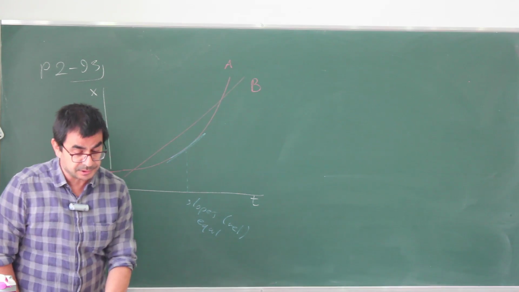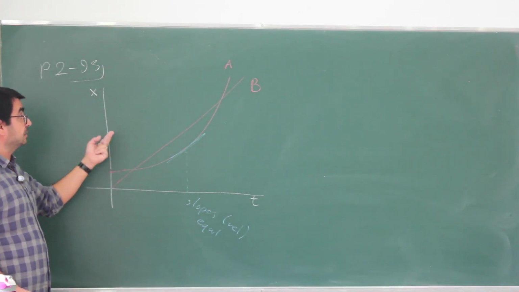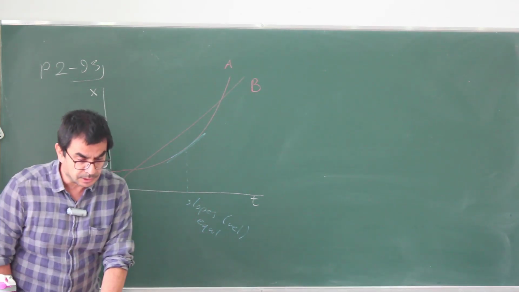Which bicycle has the larger acceleration? Bicycle B has no acceleration, bicycle A has some acceleration, so it has the larger acceleration.